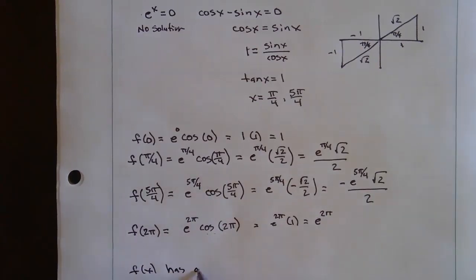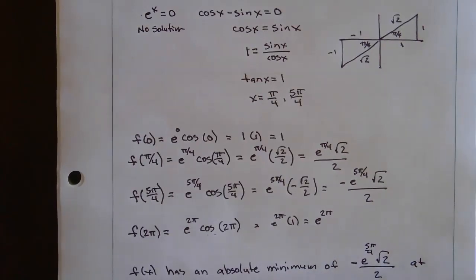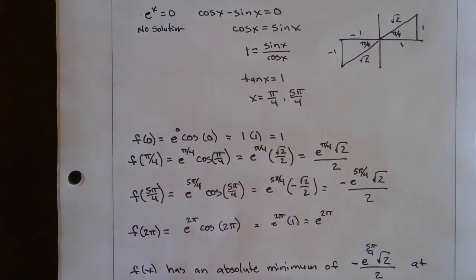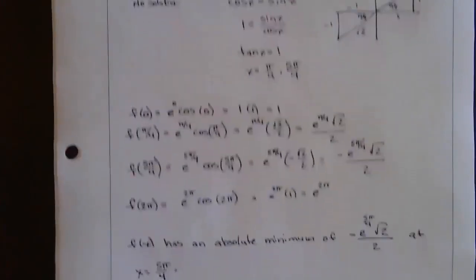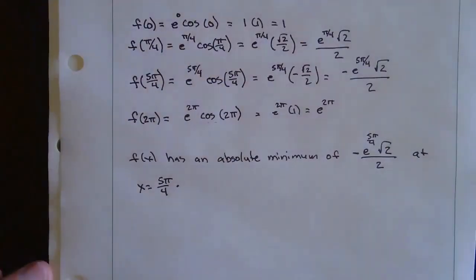So f of x has an absolute minimum of negative e to the 5 pi over 4 square root of 2 over 2 at x equals 5 pi over 4. And you can't see it again. Dang it. Sorry, guys.